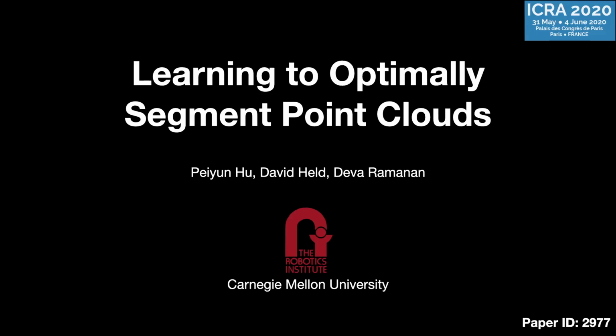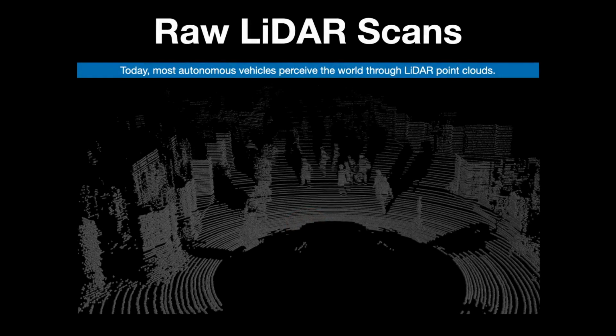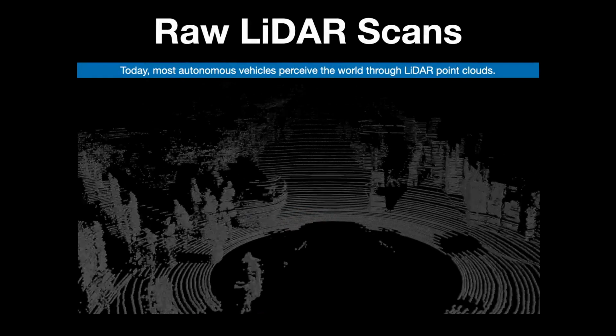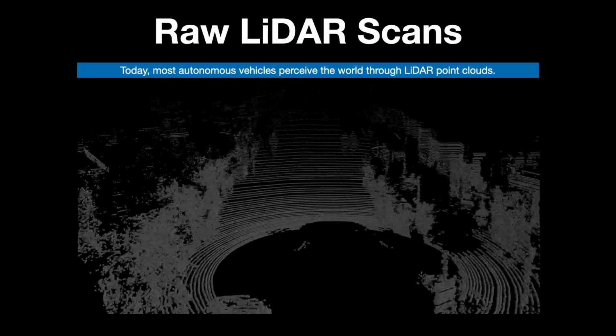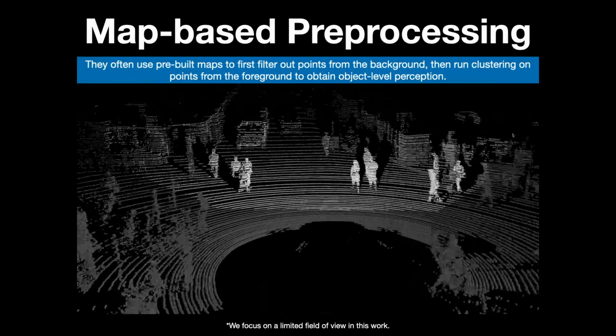Today I'm going to talk to you about our work on learning to optimally segment point clouds. Today, most autonomous vehicles perceive the world by capturing streams of dense point clouds with the help of LiDAR sensors. Currently, practical solutions often make heavy use of perceptual priors, such as geometric maps that have been built offline. These maps are often used as part of pre-processing to remove points from the background.